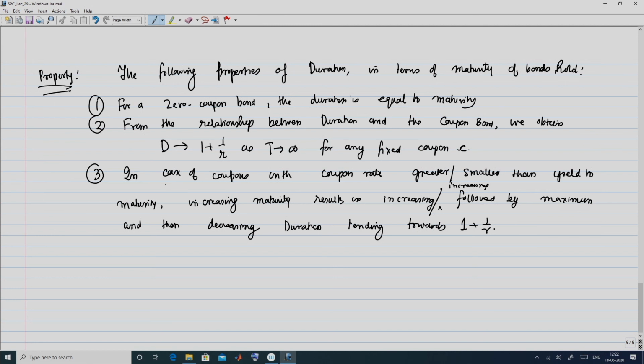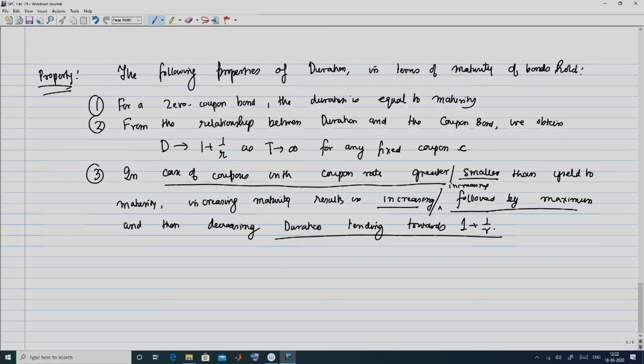So, this means that in case of coupons when the coupon rate is greater than yield to maturity, it results in increasing duration tending towards 1 plus 1 over r, and when the coupon rate is smaller than the yield to maturity, it follows that initially it is an increasing duration followed by maximum and then decreasing duration. All right. So, for greater than the yield to maturity, we will have an increasing duration, and when it is less than the yield to maturity, we will have a piecewise kind of behavior where there is an increasing duration followed by the maximum and then a decreasing behavior, in both cases eventually tending to 1 plus 1 over r.